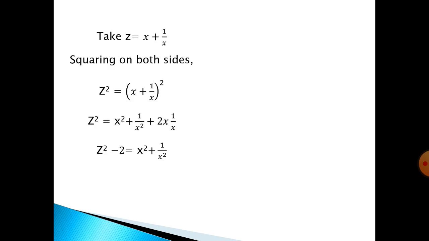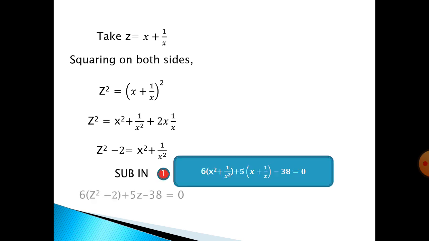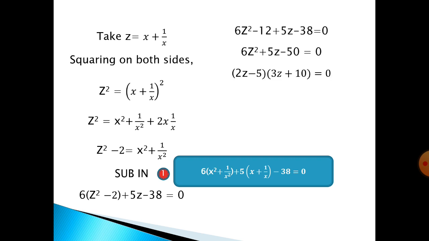Now take z = x + 1/x. Squaring it on both sides, we get z² − 2 = x² + 1/x². Substituting these values in the first equation, we get 6(z² − 2) + 5z − 38 = 0. On solving this, we get 6z² + 5z − 50 = 0. After factorizing it, we write (2z − 5)(3z + 10) = 0. So we get z values as 5/2 and −10/3.